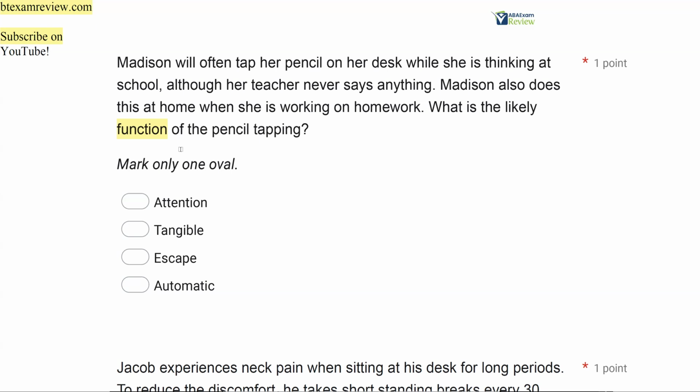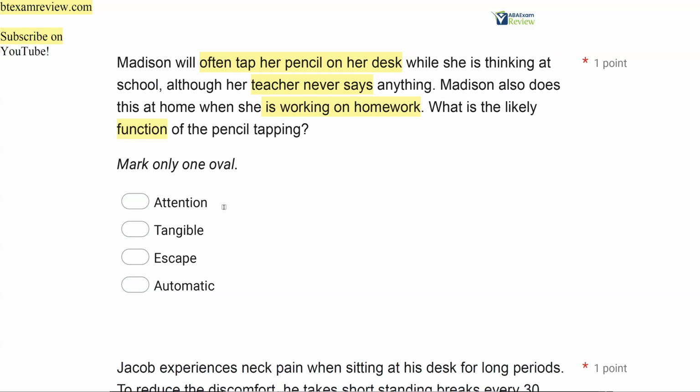the consequence. So if we look at a situation where Madison is tapping her pencil on her desk while thinking, and no one is doing anything. She's not getting attention for it. She's not escaping anything. She's not getting a tangible. The teacher isn't saying anything. And she's also doing it at home while working on homework. What is that saying to you? Well, it's saying that Madison is tapping her pencil likely for some sort of self-stimulation. Maybe it's just a habit. Maybe it feels good. Maybe it helps her think, but it doesn't require a second person to mediate the consequence. So in that case, what is the likely function?